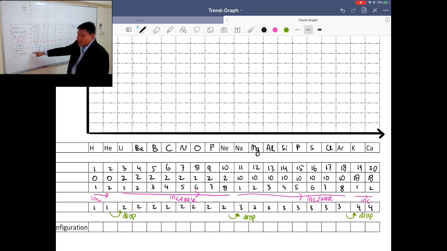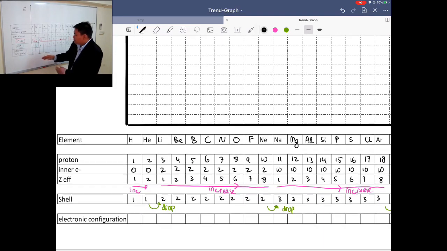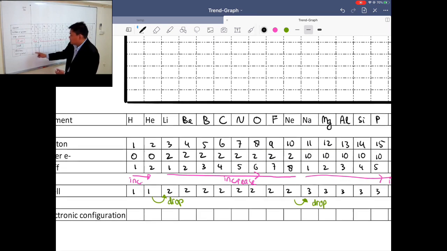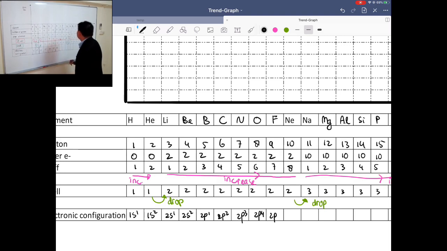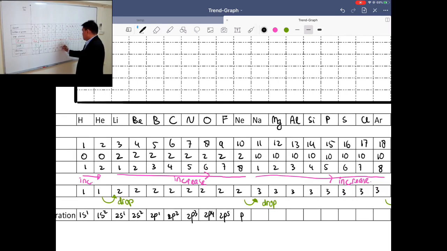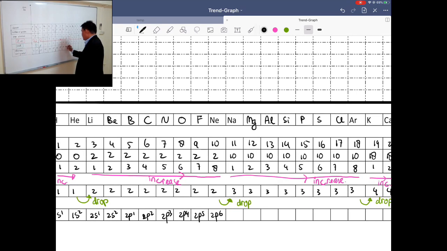Now I mentioned this electronic configuration. We cannot put the whole electronic configuration in these small boxes. We just put the electronic configuration of the last electron. For hydrogen, 1s1, 1s2. Lithium is of course 2s1, 2s2, 2p1, 2p2, 2p3, and so on, 2p4, 2p5, 2p6 for neon.